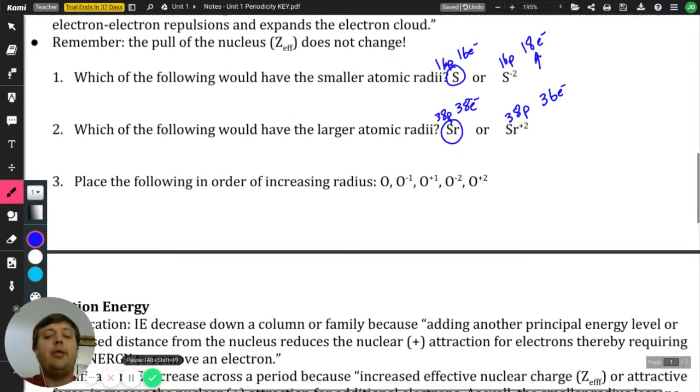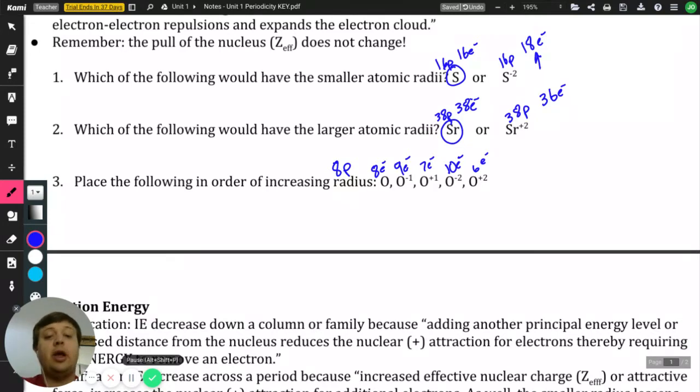Now, here's a little bit more tricky one. It says, place the following in order of increasing radius. So I've got the oxygen. Oxygen has 8 protons. So we're just going to write 8 protons over here because there's so many of them, right? And then the neutral one would have 8 electrons. Then the one with the -1 charge would have 9 electrons. Positive one would have 7. -2 would have 10. And +2 would have 6.